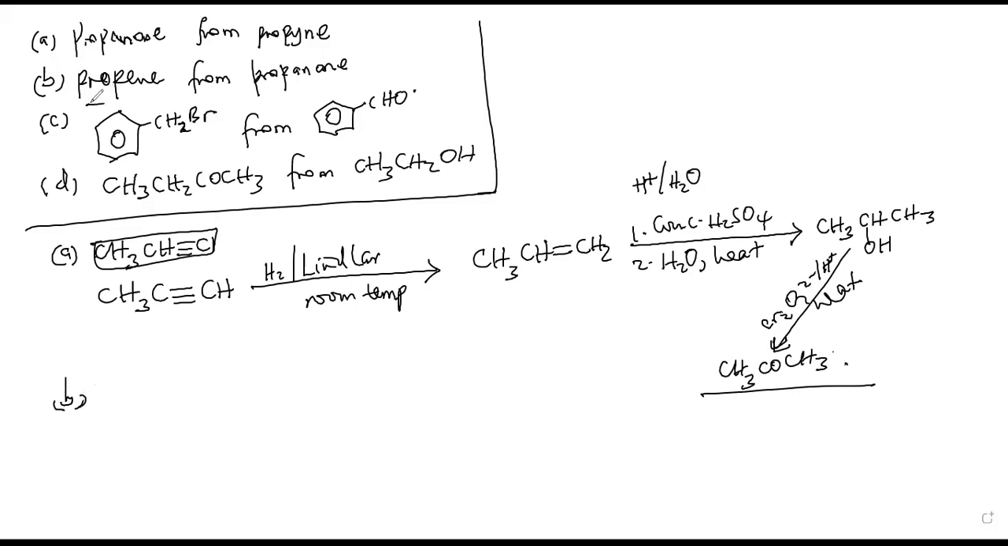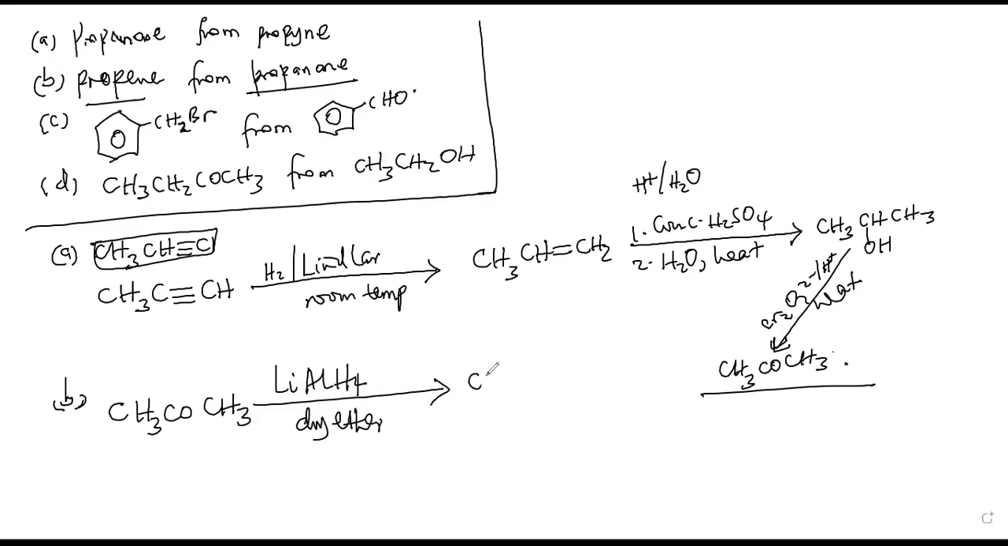Then B, they want propene from propanone. So you have propanone, CH3, CO, CH3. They want us to get propene. But you know that ketones are reducible to secondary alcohols. Being a ketone, it can be reduced to a secondary alcohol. So what we do, we shall reduce this propanone to propan-2-ol. By adding lithium aluminium hydride as a reducing agent in dry ether, we shall form a secondary alcohol, CH3, CHOH, CH3.